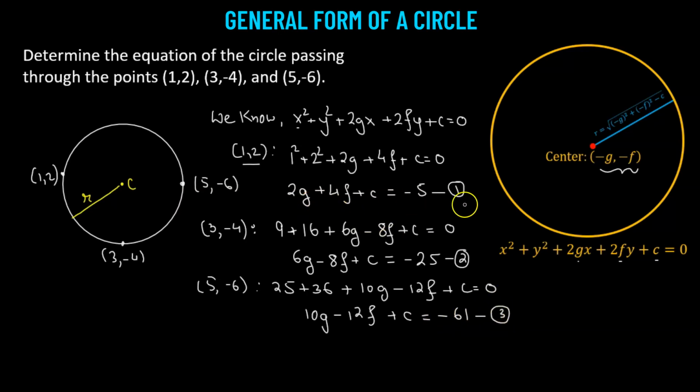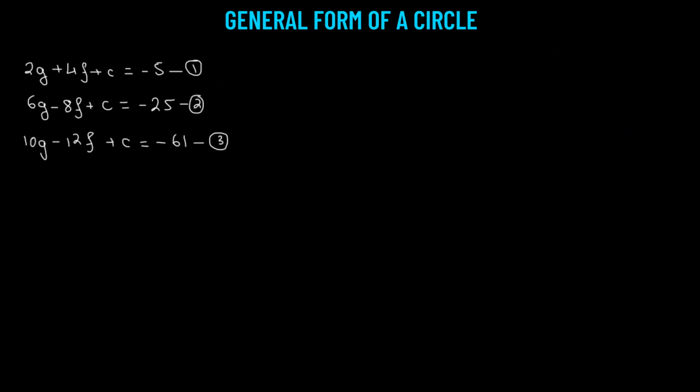So now what we'll do, we'll use equation 1, equation 2 and equation 3. We have 3 equations with 3 unknown parameters g, f and c. We can solve them simultaneously to obtain each of the values. Let's do that. So let's first begin by eliminating the parameter c.